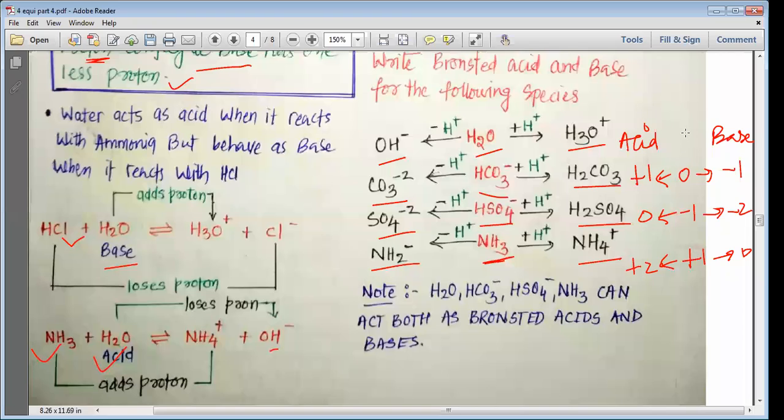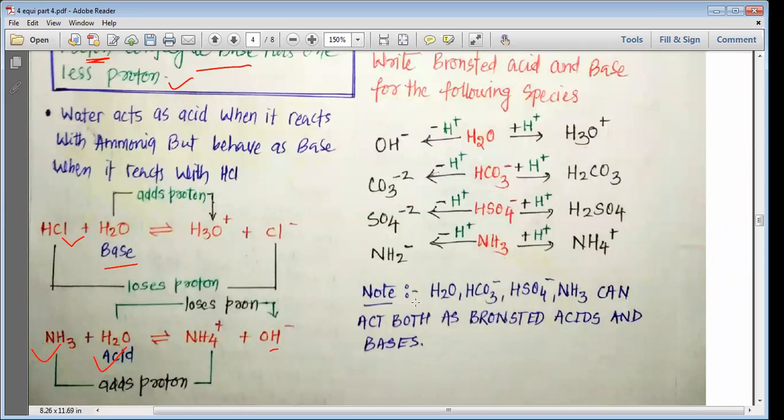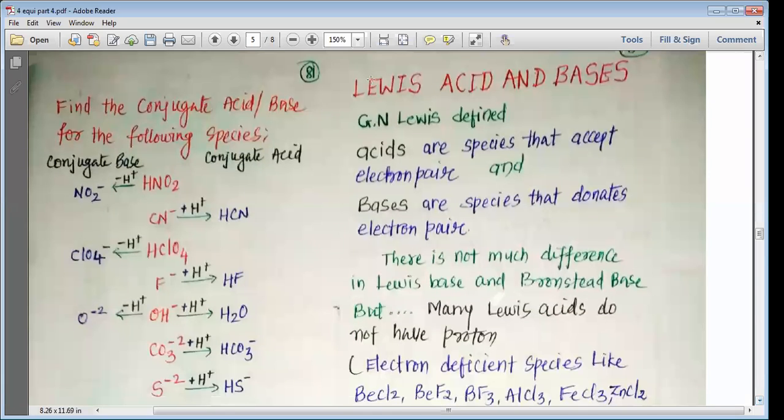So when you turn any species into a base, you add -1 to it, and if you turn any species into an acid, then you add +1 to it. So this is how we can get the conjugate acid base pair very easily. Please note that H2O, HCO3 minus, HSO4 minus, NH3 can act both as a Bronsted acid as well as a Bronsted base. So there are many species which can behave as an acid as well as a base at the same time.